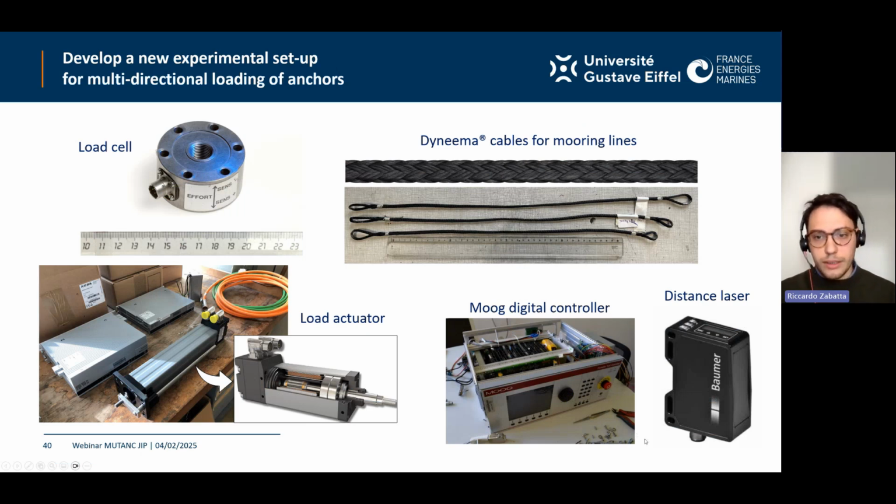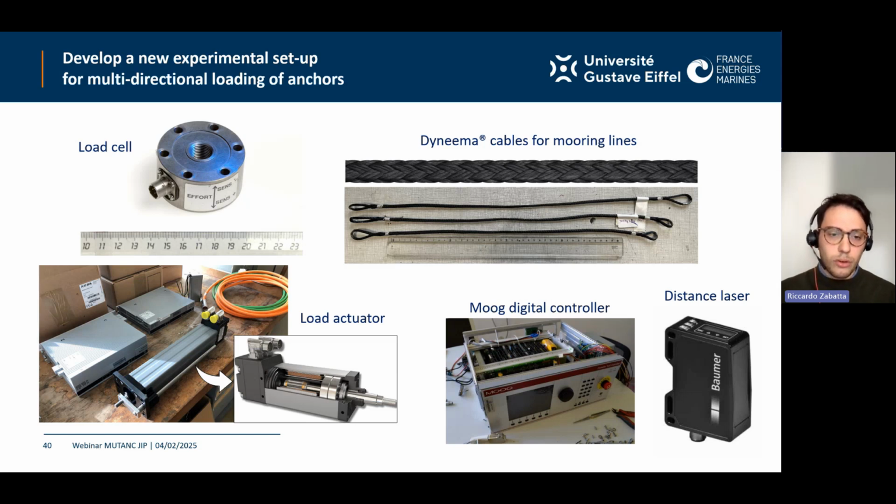And here are some greater details of all these components I just mentioned. We have load cells screwed to the end of the arm of the load actuators. Load actuators, as you see on the bottom left of this slide, are electric motors that have a screw rotating outside of the motor. Attached to the end of this arm, there is a load cell that allows us to measure the loads that we apply on the pile. Then, as you saw before, mooring lines are attached from the load cell to the pile, and are made of a synthetic material, which is, of course, very resistant.